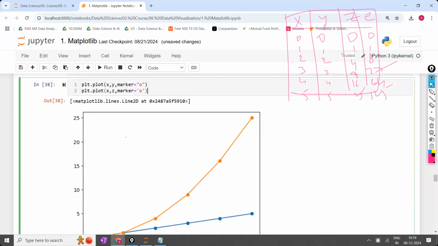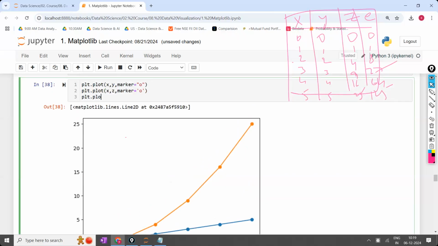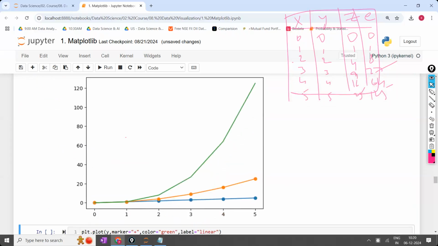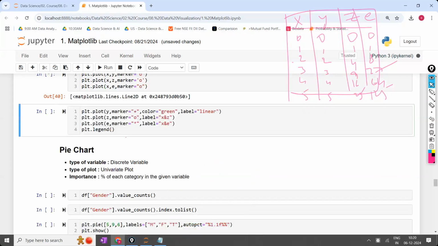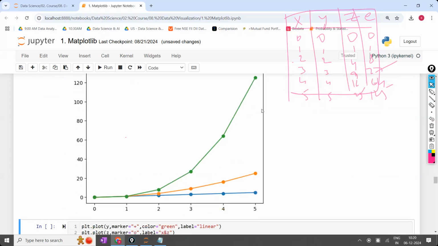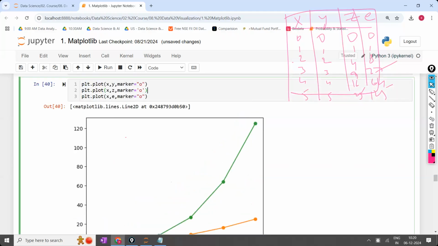Next, I'm adding plt.plot of x comma e. What are the x values? 0 comma 0, 1 comma 1, 2 comma 8, like this. And the third one I'm going to consider in this way. Marker is equal to again O. 3 of them. So in a single plot, I can represent multiple line plots. It is for comparison purpose. Now, let us go with this.